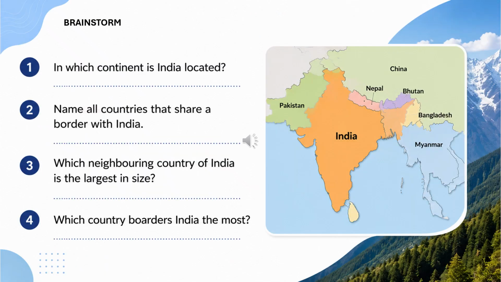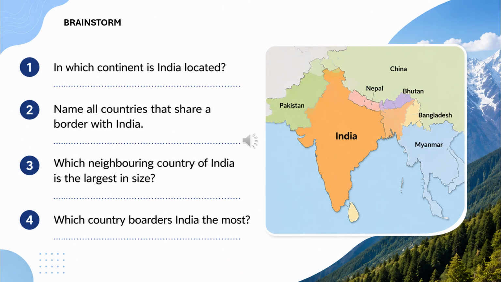Before we start the lesson about East Asia, let's do a quick brainstorming activity. I want to check how much you already know about the continent of Asia. On the screen, you can see a map of India and its neighboring countries. Let's answer these questions together. The first question is, in which continent is India located? I hope all of you know the answer. Yes, India is located in the continent of Asia.